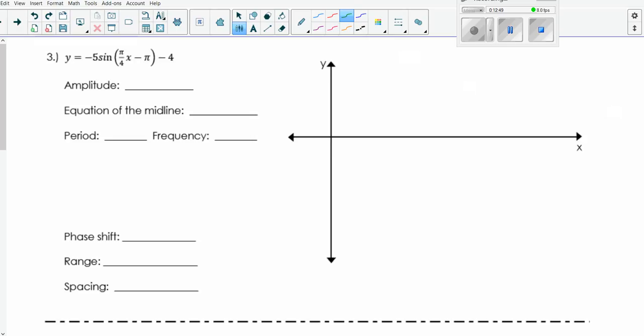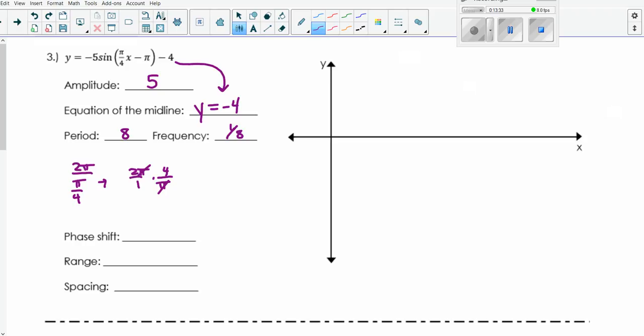Okay? So let's see. We have an amplitude of 5, not negative. Our midline is y equals negative 4 because of this line right here. Our period is going to be 2 pi divided by, alright, in this case it's a little bit harder to, well, our period's not too hard to see because we can see that it's pi over 4 because that's the factor of x. So we can divide this by pi over 4. If we multiply by the reciprocal, we'll have 2 pi over 1 times 4 over pi. So you can see that our pi's cancel, leaving us with 2 times 4 is 8. The frequency then is the reciprocal, so 1 over 8. So it's kind of nice when you end up with no pi's.